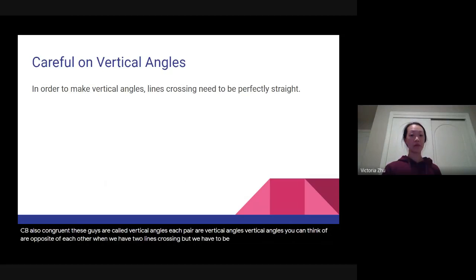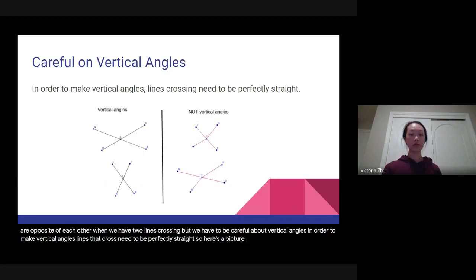But we have to be careful about vertical angles. In order to make vertical angles, lines that cross need to be perfectly straight. So here's a picture of vertical angles and not vertical angles. Notice that on the vertical angle side, those lines that cross are perfectly straight. I call it perfect crisscross. On the other side, where we have not vertical angles, notice that the sides are crooked. We don't have straight lines crossing, and so we don't have vertical angles.